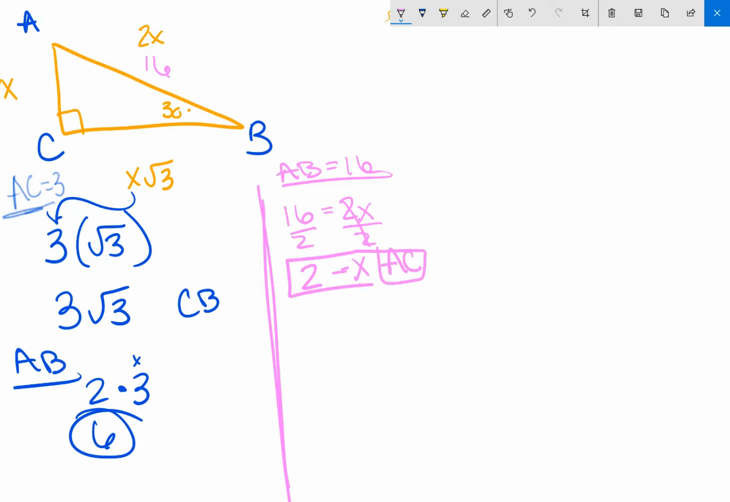Okay, so then to get CB, once you have your AC, it makes your life easier because then you know what your short leg is. It's 8. I don't know why I wrote 2. But once you know what your short leg is, you just multiply it by your square root 3. So then that long leg would be 8 square root 3.